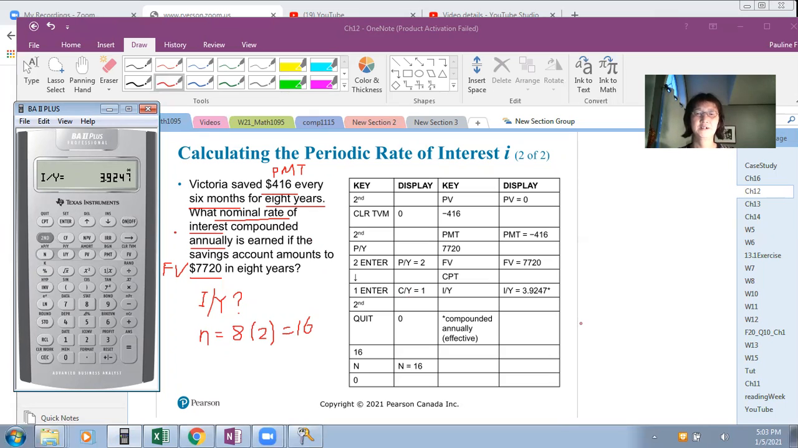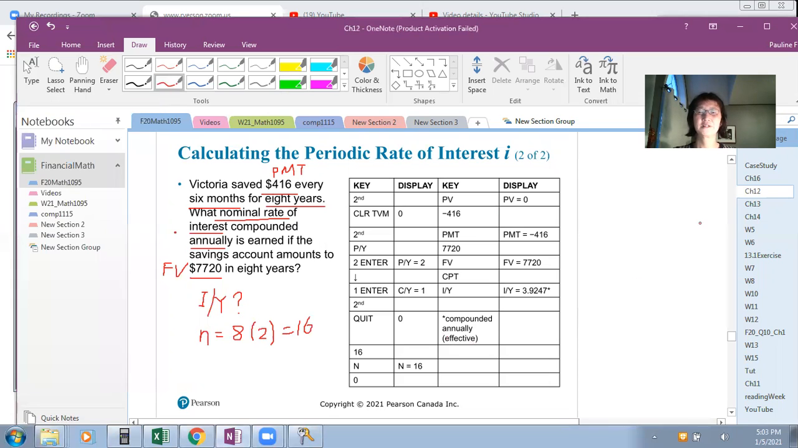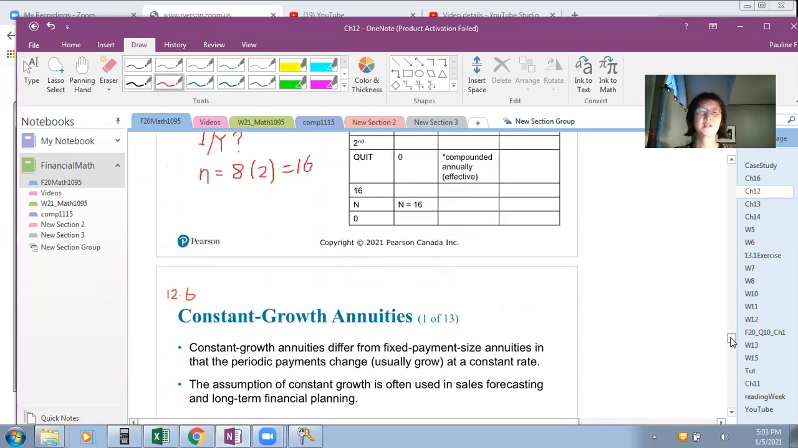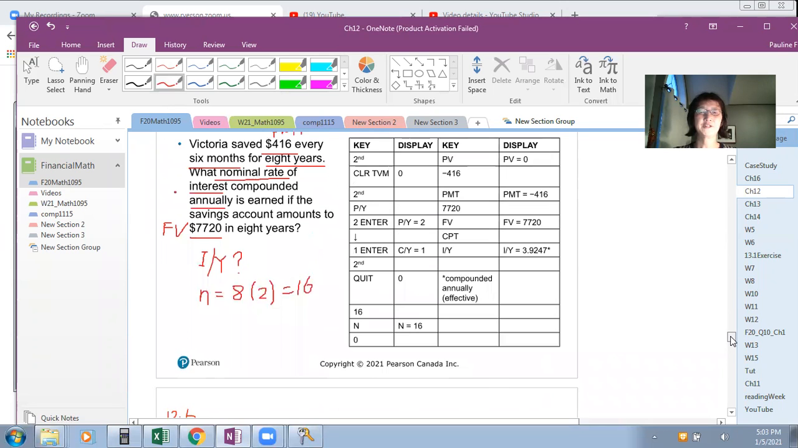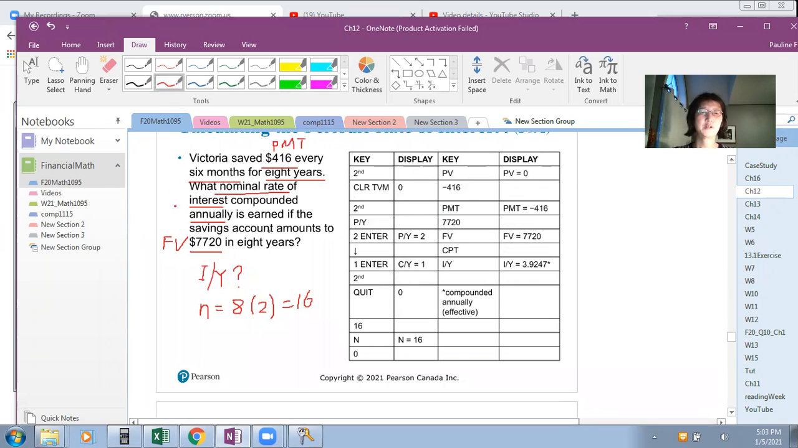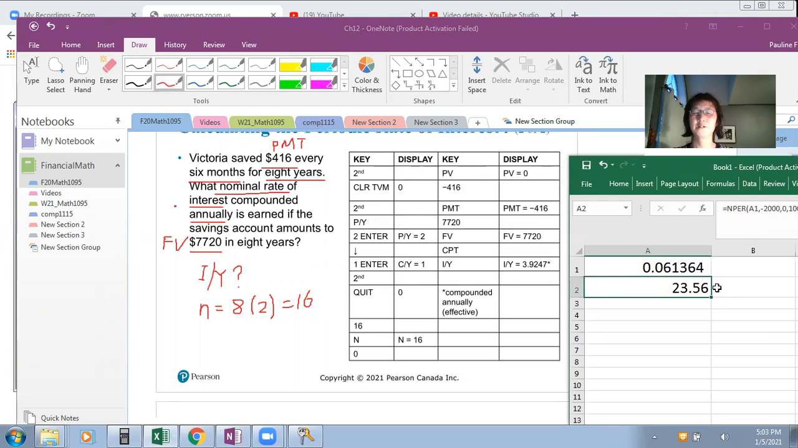Okay. And this is also the instruction for the calculator over here. All right, let's move on. So that actually concludes the calculator method. How do I use Excel to figure out the interest? Okay. So I'm going to use Excel.